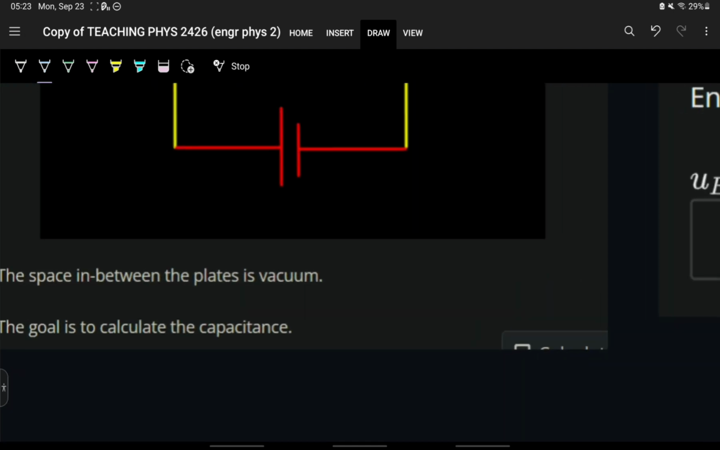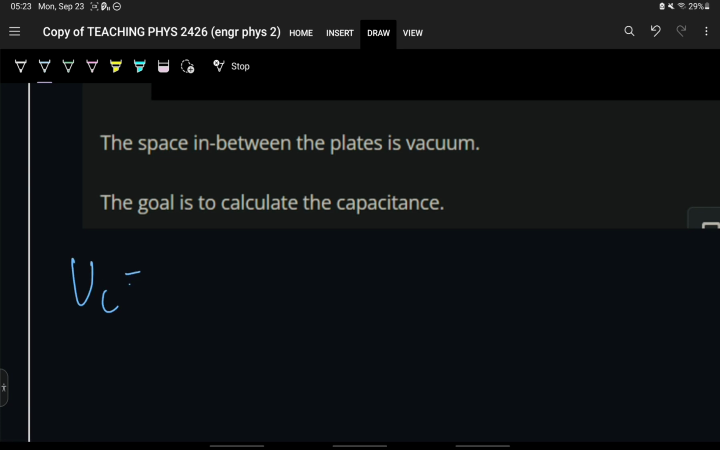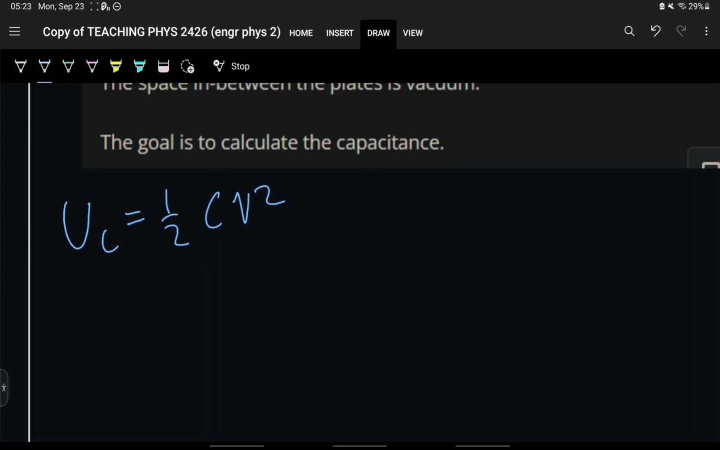So we already know that the total energy stored in the plate capacitor, U sub C, is equal to 1/2 times C times V squared. And from earlier we also know that capacitance C is related to area A and the separation D of the plates: C is equal to epsilon 0 times A, all divided by D.